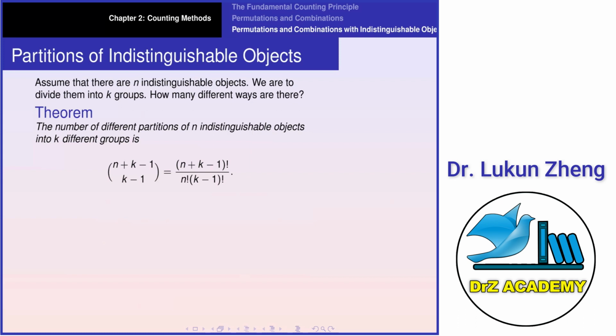So here is a theorem. The number of different partitions of indistinguishable objects into k different groups is actually n plus k minus 1, choose k minus 1. So you have a lot of ones and then you separate them. For the reason why it equals this, you may consider Googling it, but in this video, I'm just listing this result. If these objects are indistinguishable, then the number of partitions into k groups is going to be this one.